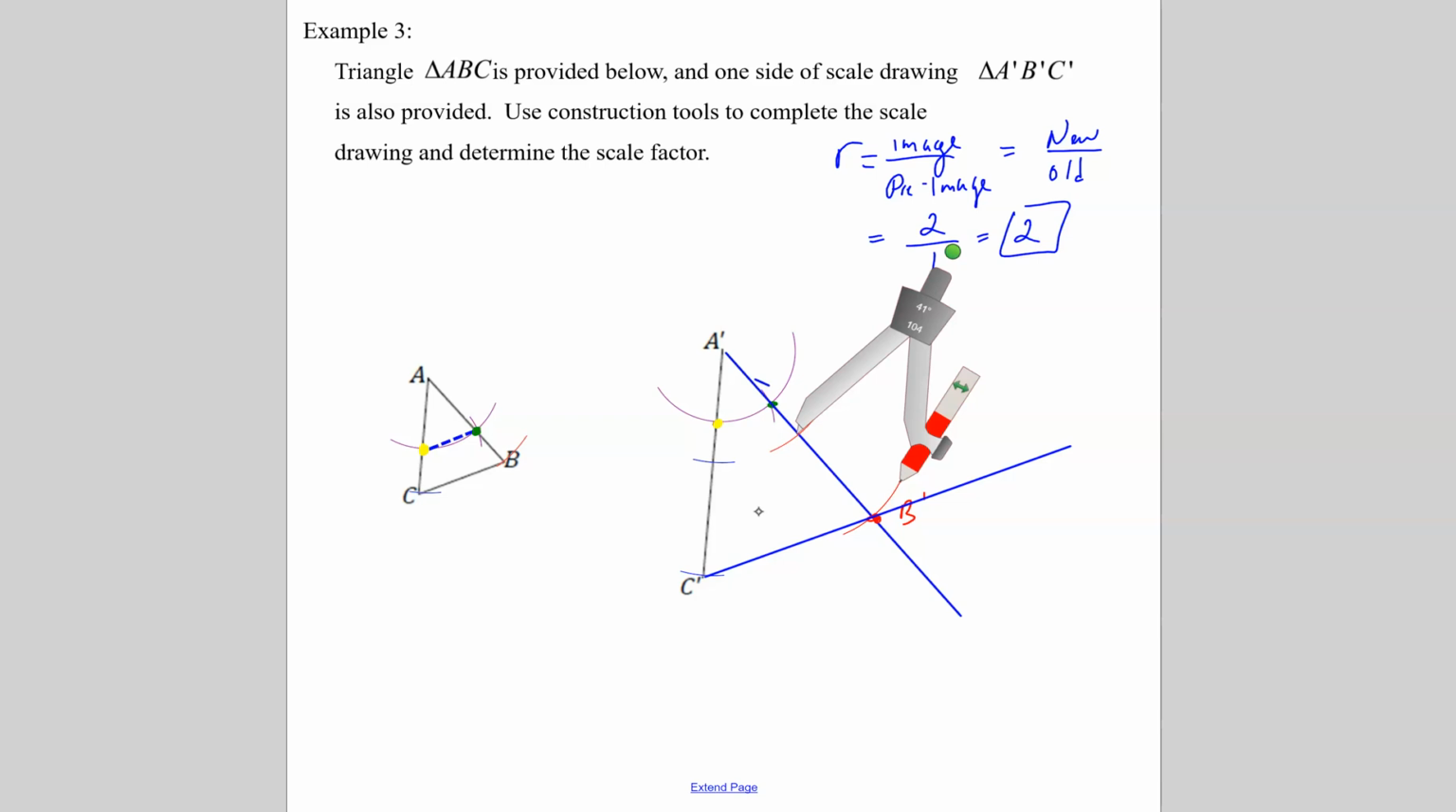Again, you cannot use your ruler though to do the construction. You will not get credit for it. You need to have all of these construction marks in order to get credit for the construction process.